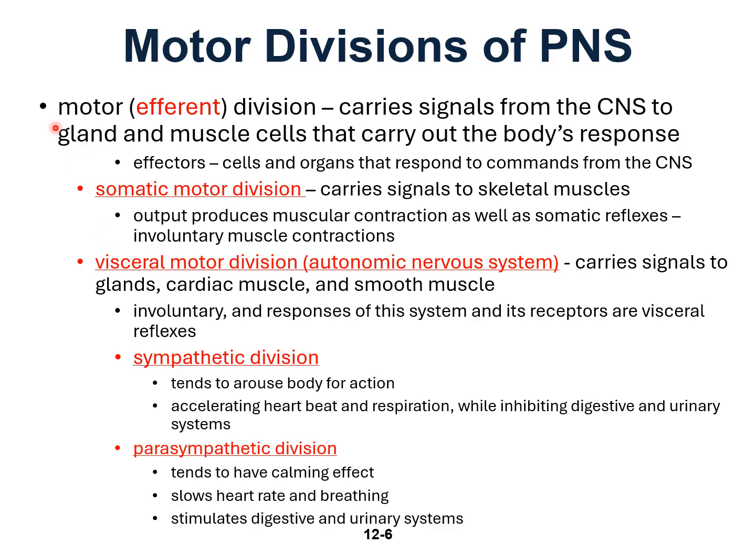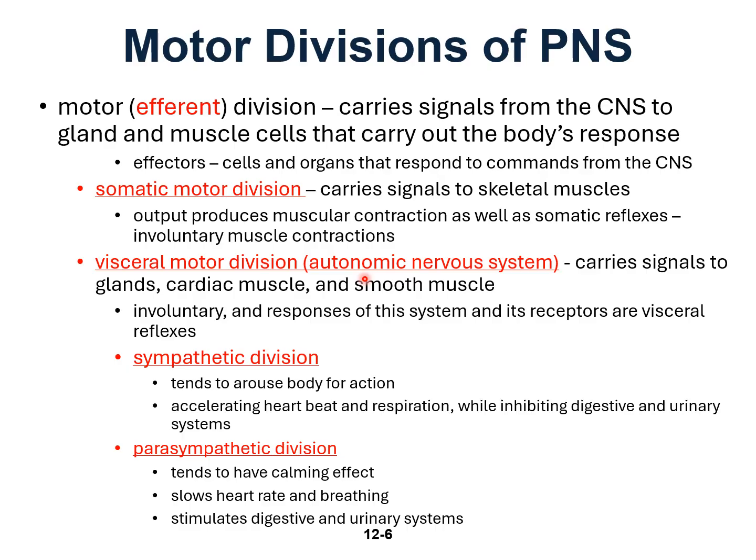Motor is a little bit easier because motor is efferent, or exiting the central nervous system. So somatic motor is going to carry signals to the skeletal muscles. That's very easy to memorize. Visceral motor, on the other hand, is called the autonomic nervous system.